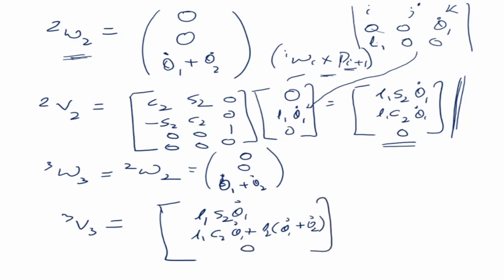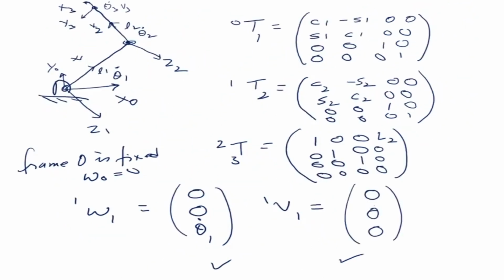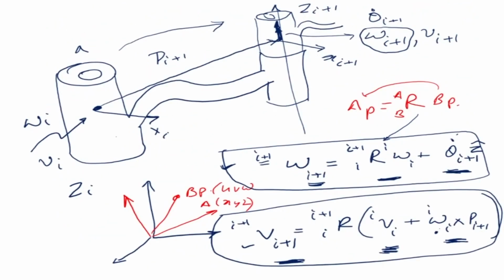So what was V3 equal to? If you are getting confused, let's go back here and look at this. V3 is equal to the velocity of the previous link. R is not there because it is an identity matrix, so this is I, plus omega 2 cross pi. So it is the velocity of the previous link plus the linear velocity because of the rotation of the previous link, and that is what we are getting here.